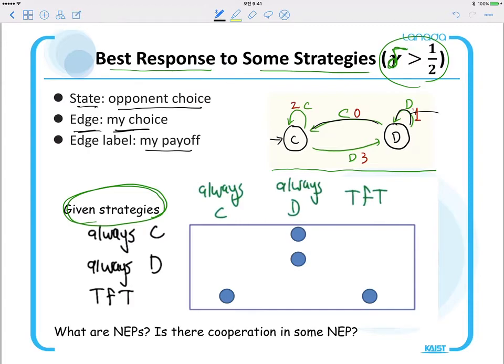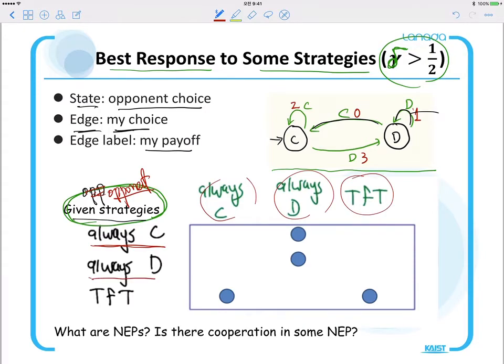All right. Now, given the strategy means that, suppose that this is my opponent. If my opponent chooses always C, then what is the best response of my strategy? Like always C or always D or always tit for tat. If my opponent's strategy is always D, then what is my best response? And if the opponent's strategy is tit for tat, then what is my best response?